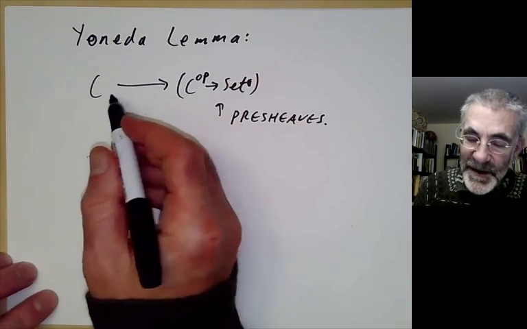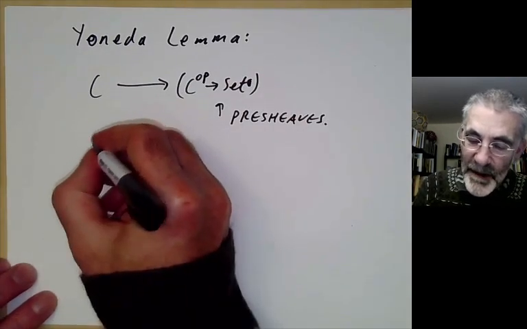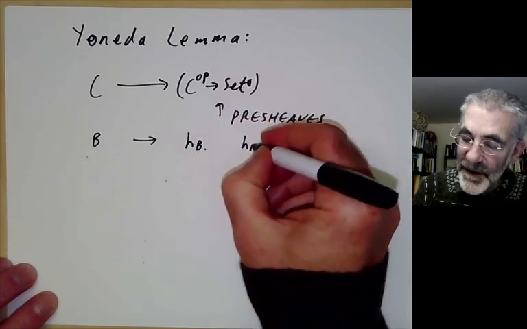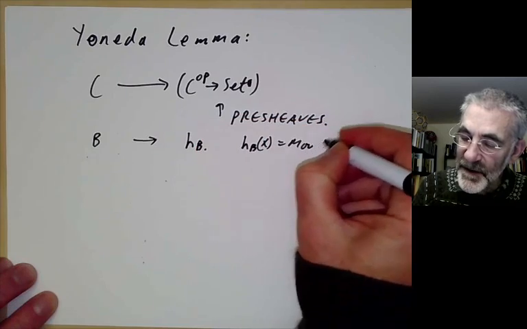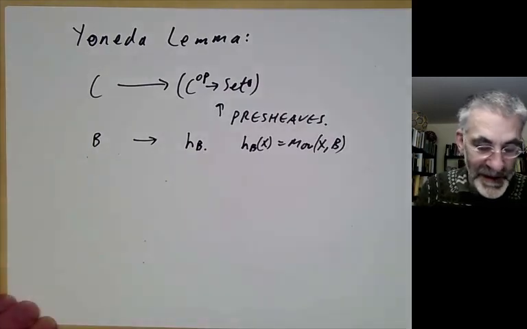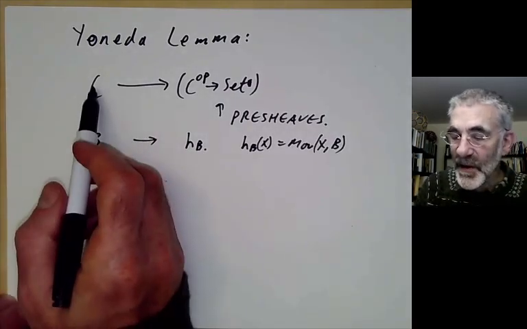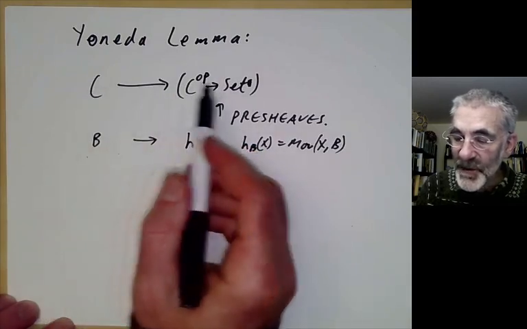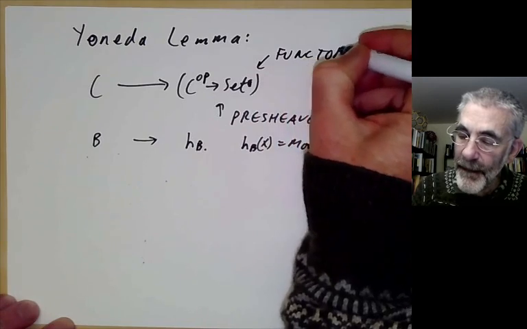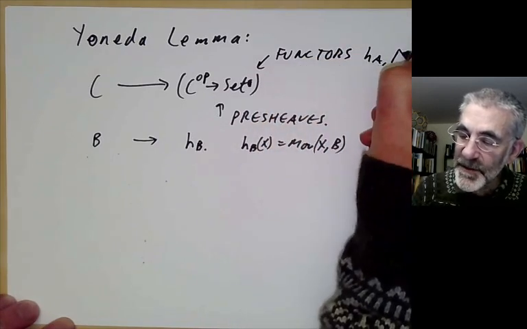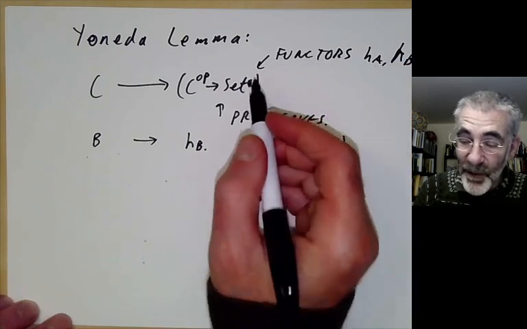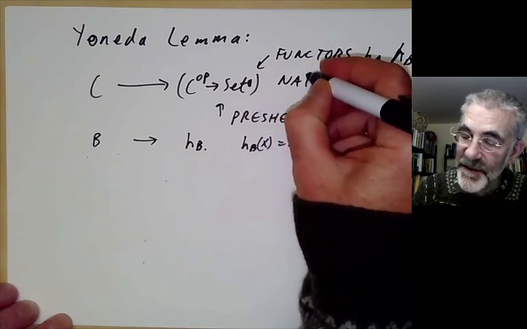So this is actually a functor. It's taking any object B to H_B, where H_B of X is just the morphisms from X to B. If I've got everything the right way around, it's very easy to get confused with this. And the question is, what is the relation between these two categories? The elements of this category are functors H_A, H_B, and so on. And if you've got a category of functors, the morphisms of this category are just the natural transformations.